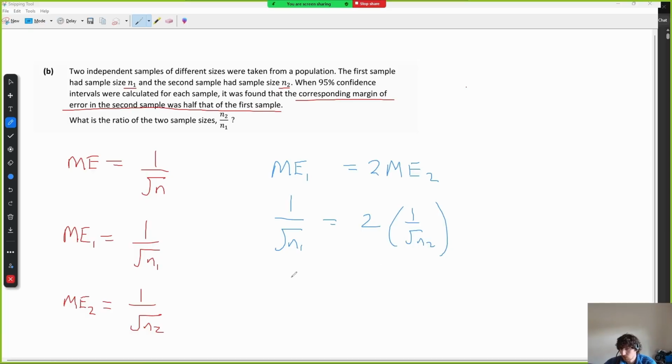Now it makes sense to square both sides. When you square both sides here, you get 1 over n1. Now the 2 gets squared, it becomes a 4, and then this becomes 1 over 4 n2, if that makes sense. So then you can just multiply across, and you see n2 over n1 is 4.